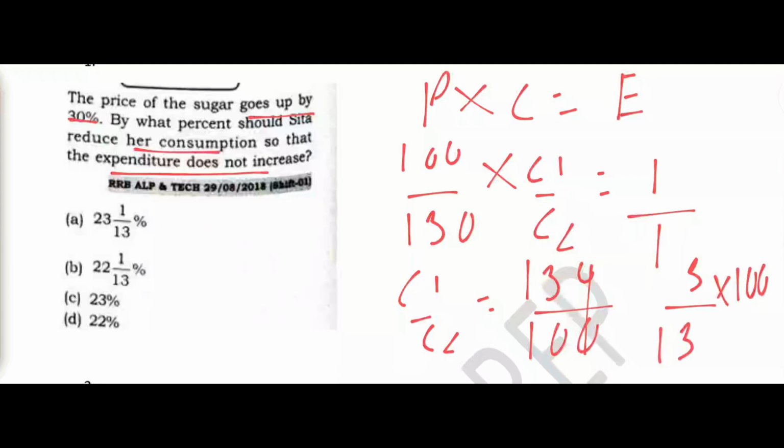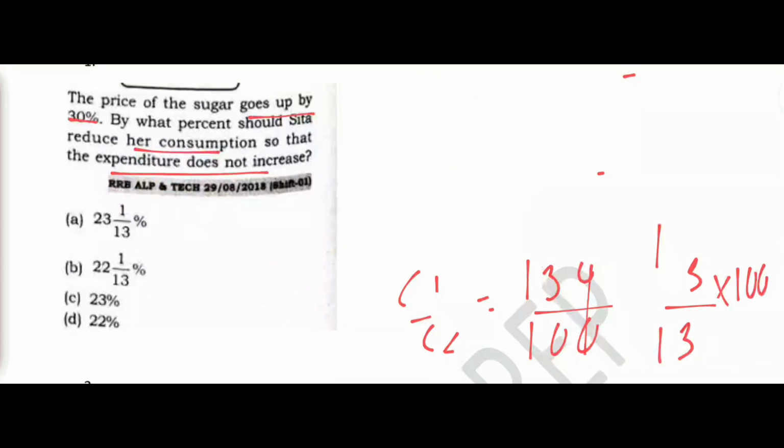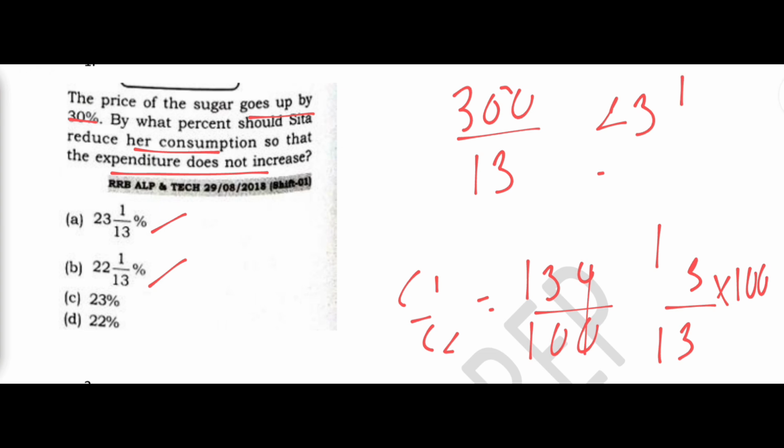So how much is it? 300 upon 13. We will find the option from here only, because 300 is not divisible by 13. So we'll see. 13 ones are 13, 13 2s are 26, 13 3s are 39. Okay, and this one is 1 by 13. So 23 1 by 13 is your right answer, and this is the wrong one.